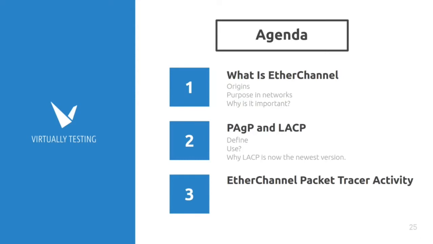In our agenda today, we're going to first be answering the question of what is Etherchannel, how did it originate, and its purpose and importance in the network. Next, we will describe the two main protocols used to implement Etherchannel, which are PAGP and LACP. We will define what each is and which one is better for what type of networks. Finally, we will discuss the Etherchannel packet tracer activity and how we will go about designing it.